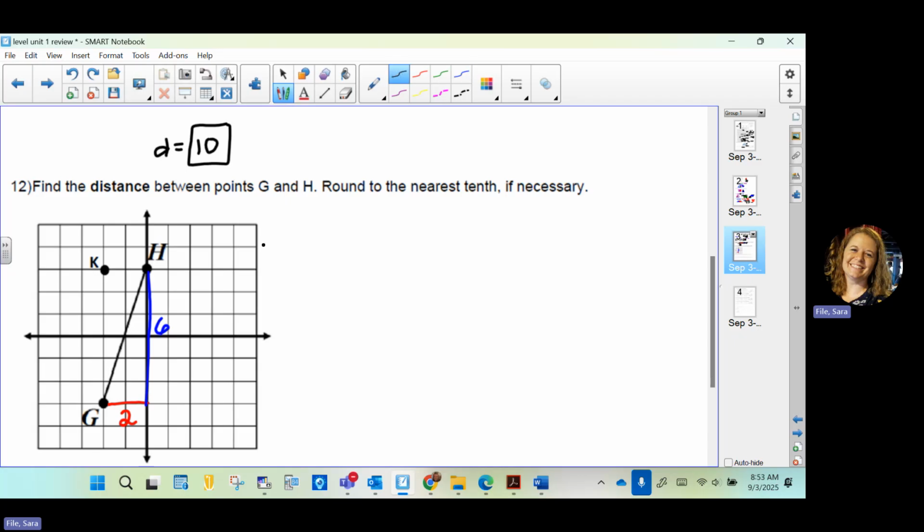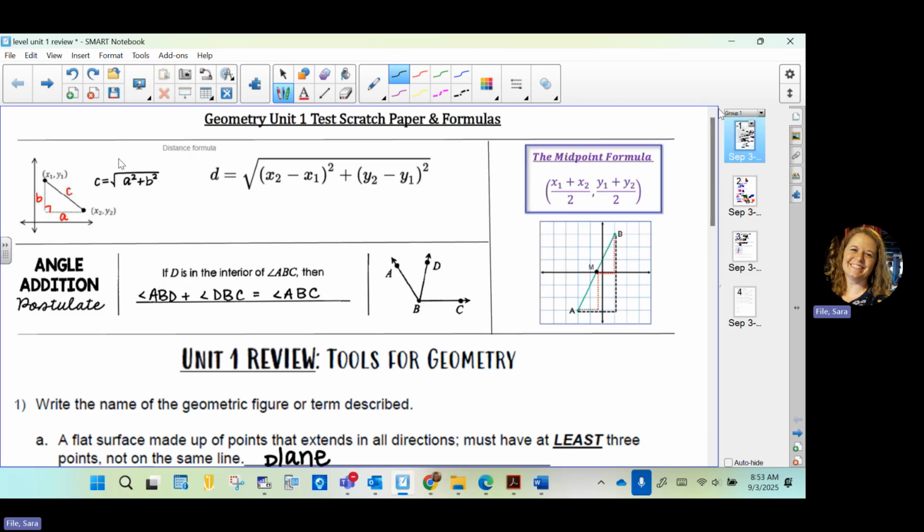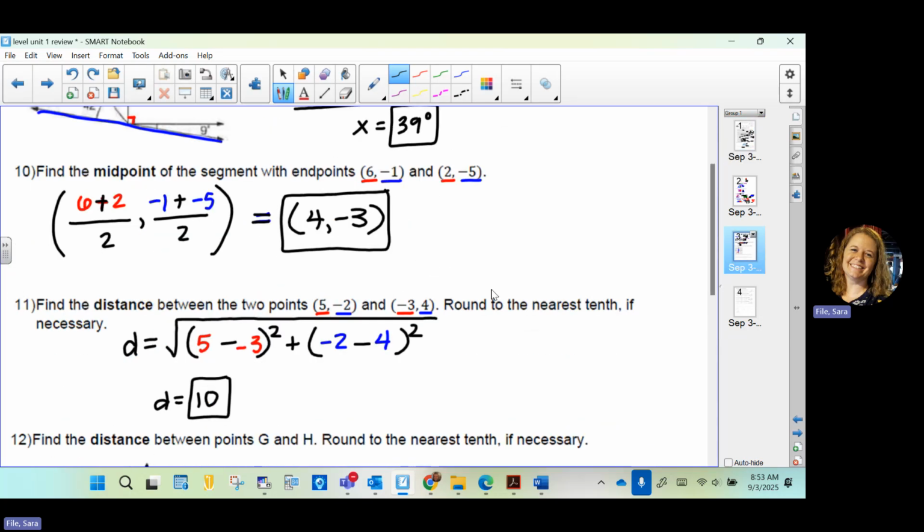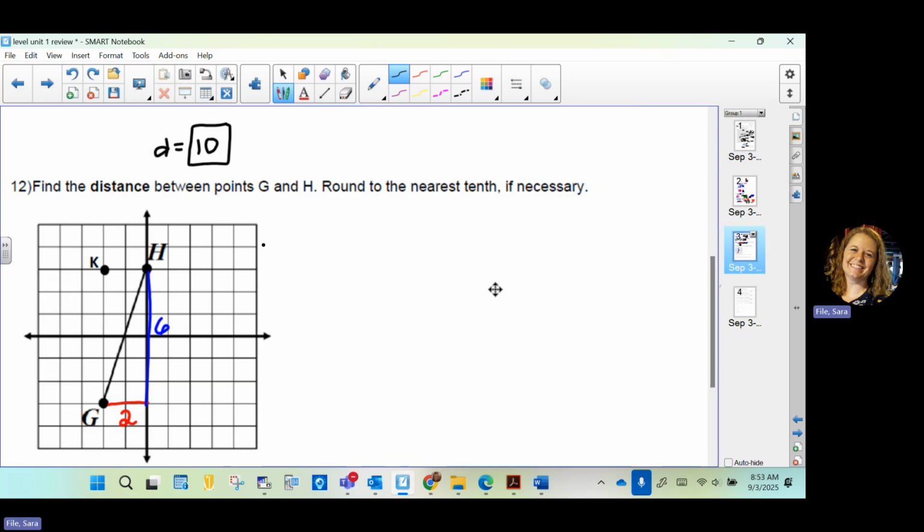So then, and this is right here on the formula chart, the A and the B are the vertical and horizontal distance. You can just plug them in like this. It makes it a little bit easier. It's a little bit less to type in your calculator. You just plug in that vertical and horizontal distance. So we're just going to do 2 squared plus 6 squared under the square root.